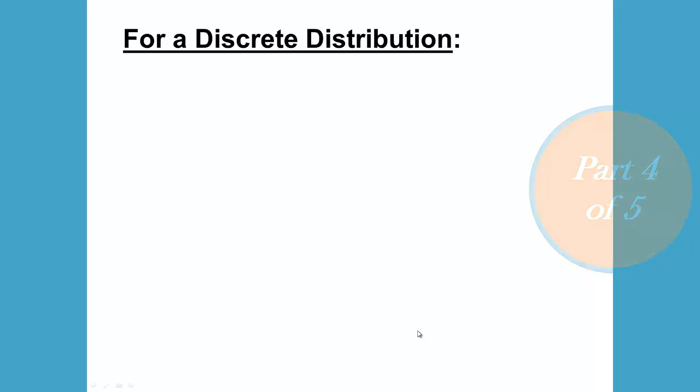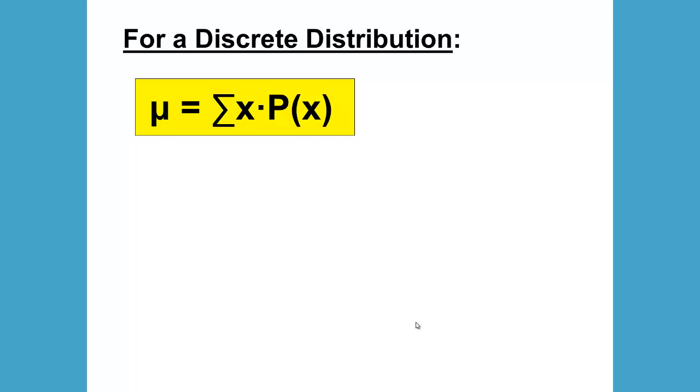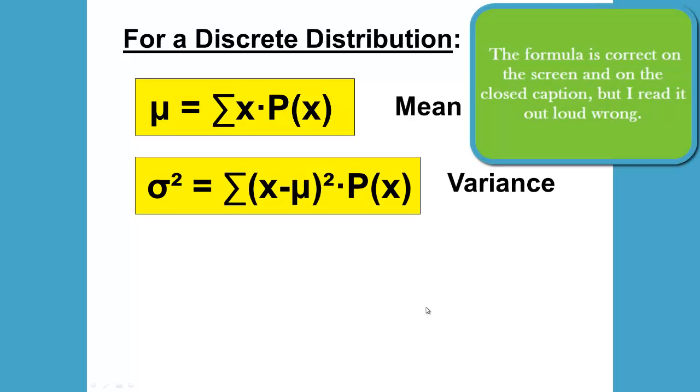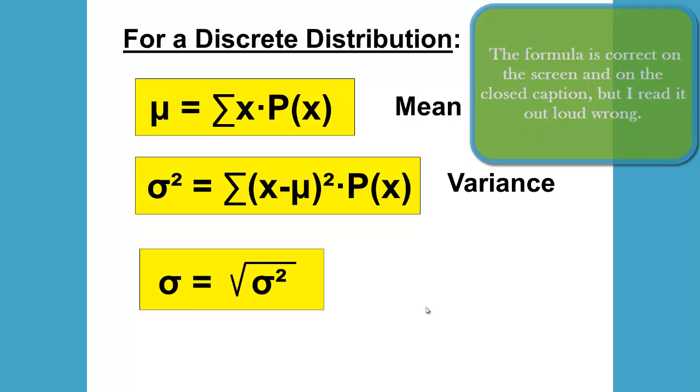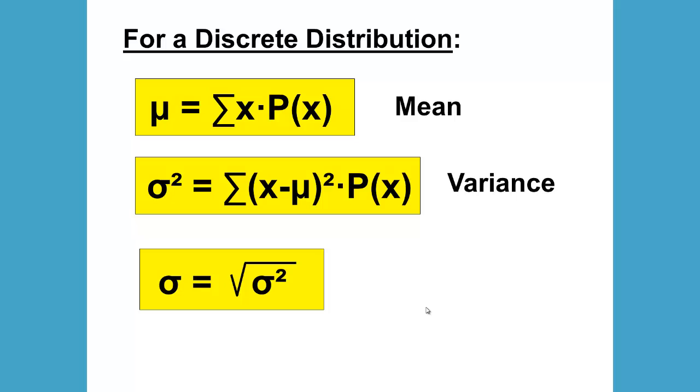And this is for a discrete distribution. We're going back over our formulas just to keep you fresh and up to date. Here is our formula for the mean. The mean equals the sum of x times p of x. For the population variance, sigma squared equals the sum of (x minus the mean) squared times p of x. And sigma equals the square root of sigma squared, or the standard deviation equals the square root of the variance.